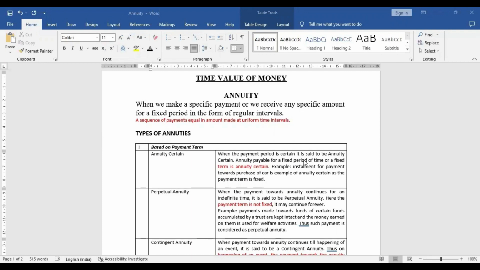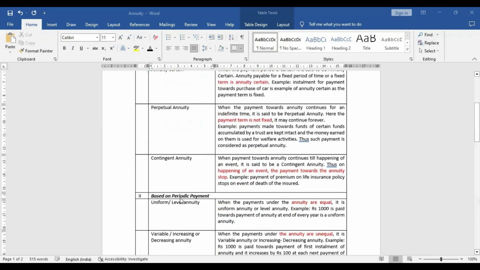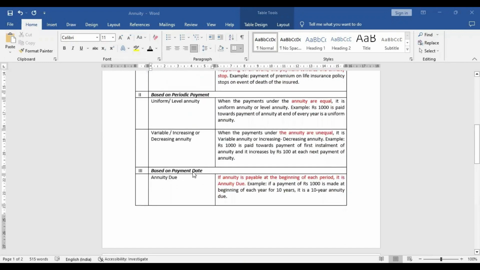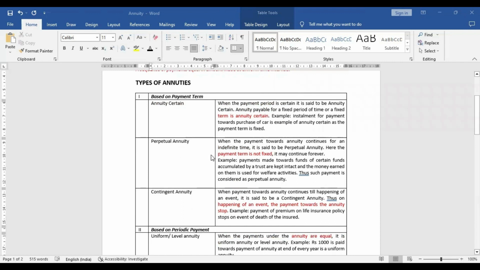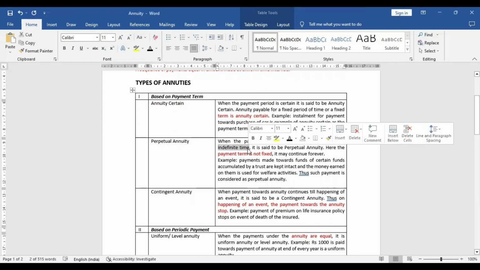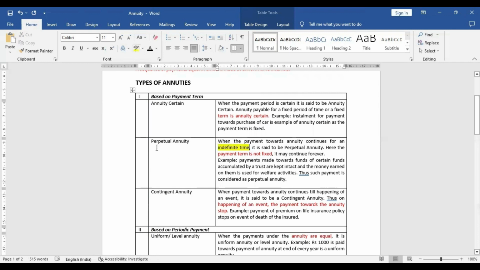As I said, there will be 3 types of annuities: based on payment terms, based on periodic payment, and based on payment date. The first is annuity certain, which means the term of the annuity is certain, fixed for 4 years, 5 years. An installment plan for the purchase of a car is an example of annuity certain, as the payment term is fixed. Perpetual is where the payment term is not fixed, that means an indefinite period.